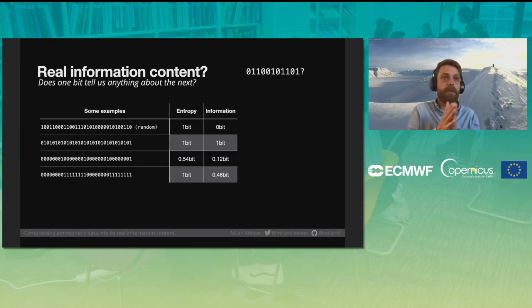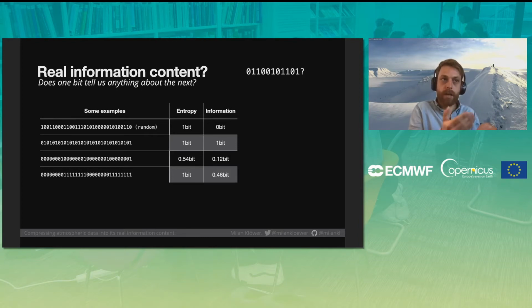And I've prepared a couple of examples. Let's say you have a bit sequence of just random bits, 0, 1, occurring with equal probability. Then your entropy, basically measuring how often the 0 or the 1 is occurring, is 1 bit. But the information is actually 0 bits, because knowing the past of the sequence, you don't have any clue what the next bit is going to be.